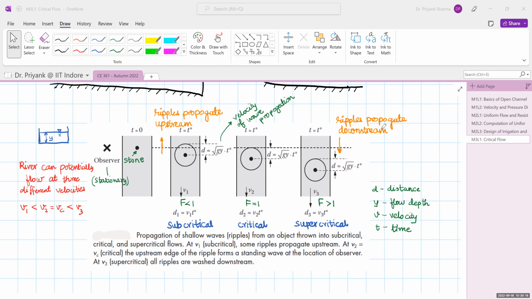So that is how one can potentially understand whether the flow is supercritical or subcritical. So next time if you go to a flowing water body, just throw a stone and observe where the ripples are moving. If they are moving in the upstream direction, it is a subcritical flow, and if they are moving in the downstream direction, it is a supercritical flow. So that is how you can visualize the movement of flow.